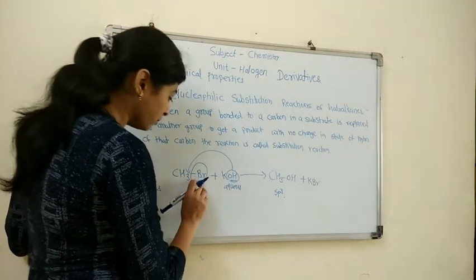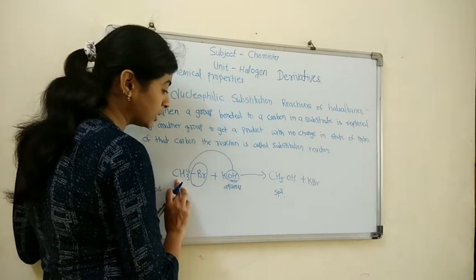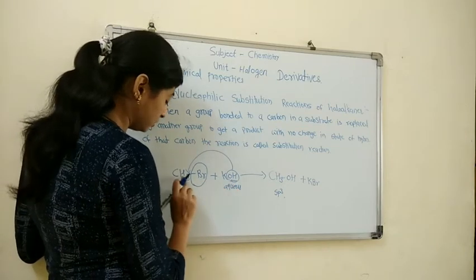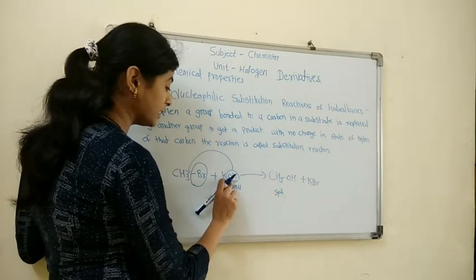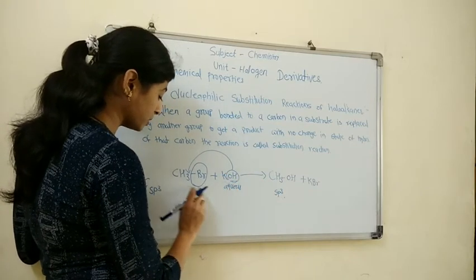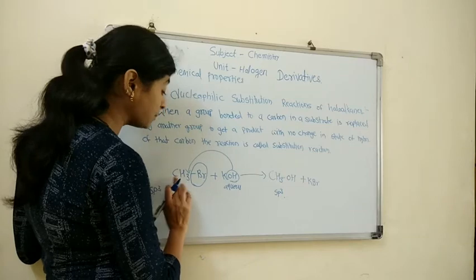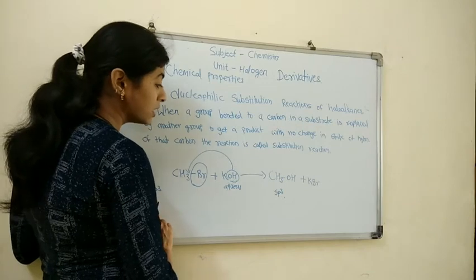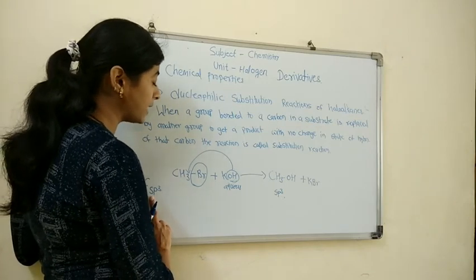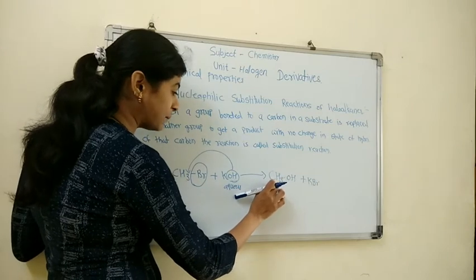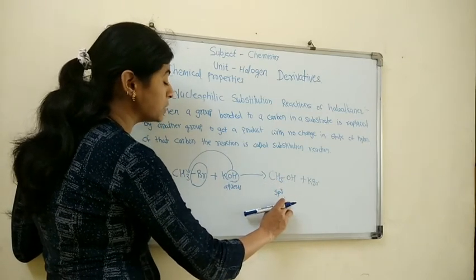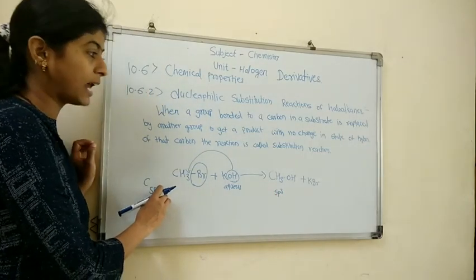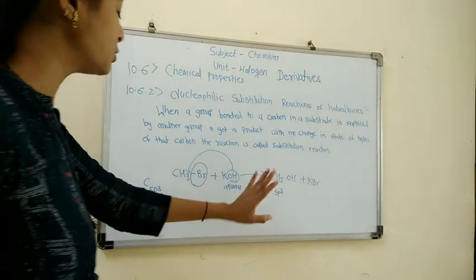Here Br is bonded to CH3, that is methyl group, and the next group which is attached to the methyl group to form a product, that is OH negative, hydroxide group, is attached to this carbon atom without change in the hybridization. Here this carbon is in sp3 state of hybridization, whereas in the product this carbon atom is also in sp3 state. So no change in the state of hybridization of that carbon atom. So this is substitution reaction.